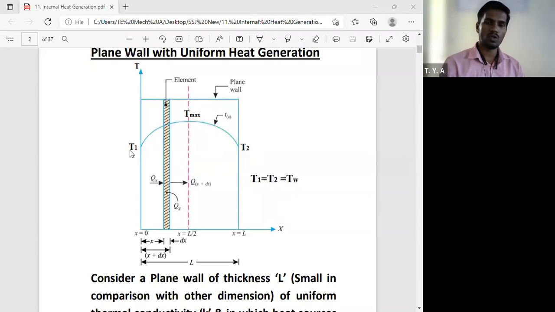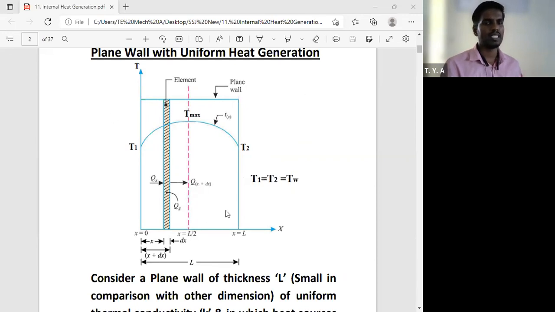Okay, so all of you draw this T1, Tmax, T2. One element is there, Qx amount of heat is conducted into the element, and Qx plus dx, that much amount of heat is conducted out from the element. And the total thickness of this wall is nothing but capital L along the x-axis.